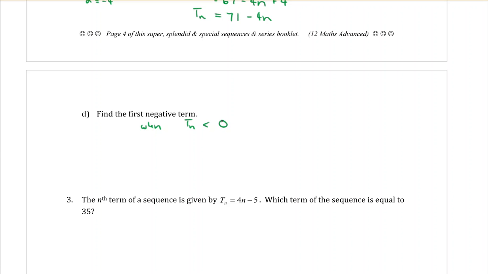So my equation for my term, I've left it here so we can still see it. My term is 71 minus 4n is less than 0, and I want to solve that to find n. So the first thing I'm going to do is subtract the 71 across to the other side. So it's negative 4n is less than negative 71. Then I'm going to divide by a negative 4. When you have an inequality and you divide by a negative, you turn the sign around.